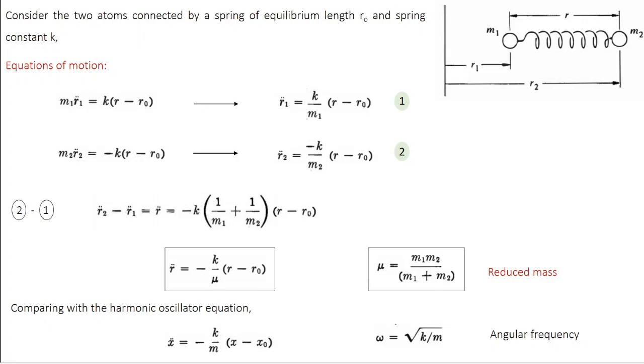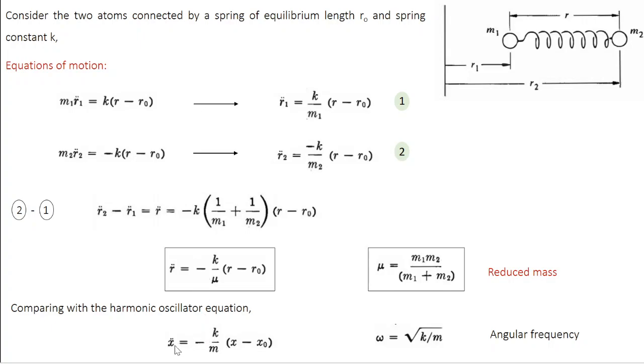Now you compare this with the classic harmonic oscillator equation. For a harmonic oscillator, I know the equation of motion. This is x double dot equal to minus k by m into (x minus x naught), right? Where this particular term k by m is nothing but omega square, or the angular frequency omega equal to square root of k by m, right? So this is the frequency of oscillation. Now you can compare these two equations.